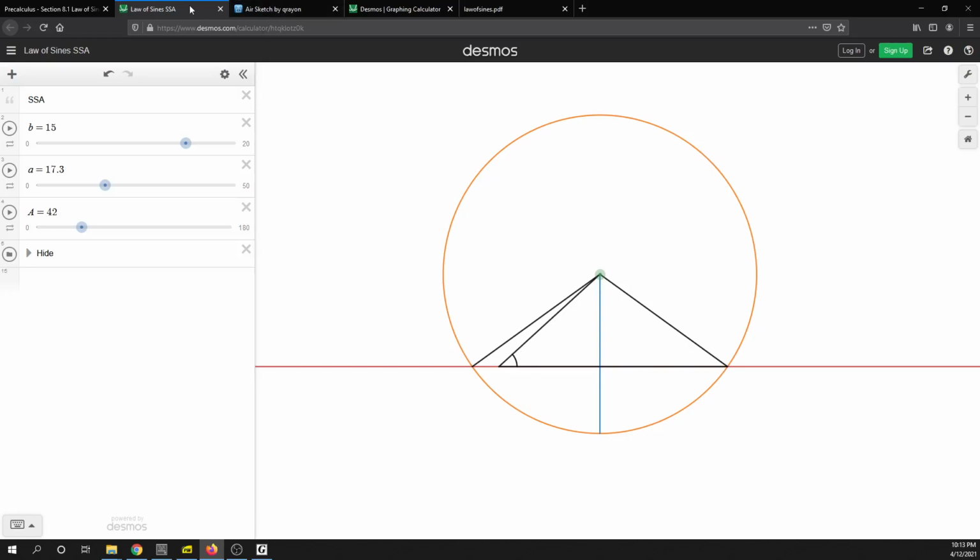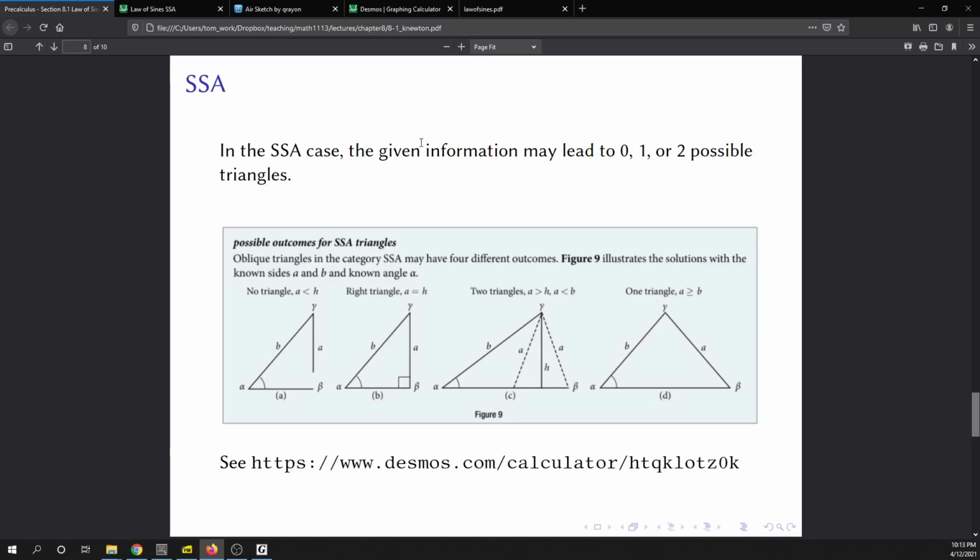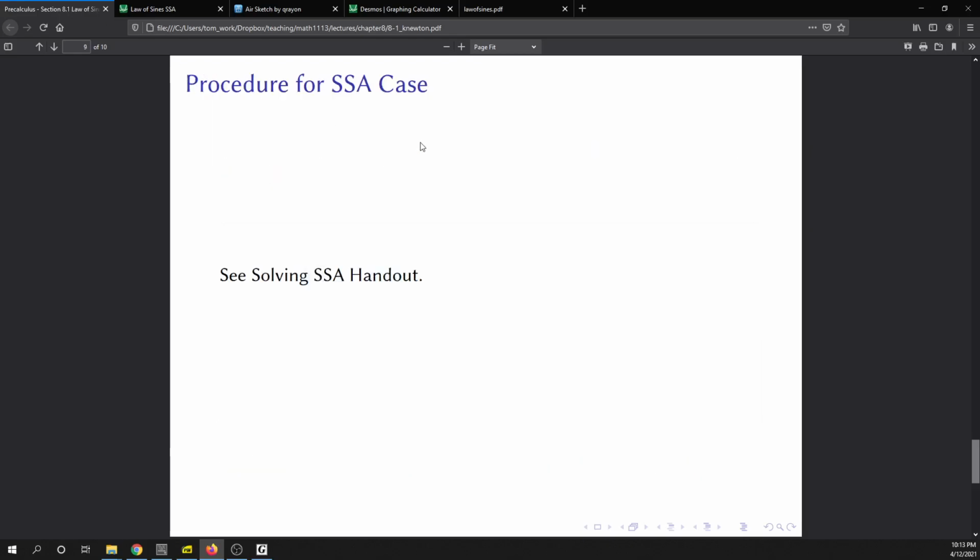You can see that's more complicated than the other cases. So what I have come up with is a procedure for handling this case, and if you follow this procedure, then you can do it the same way every single time with this side-side-angle case, and it will take care of all those possibilities for you.